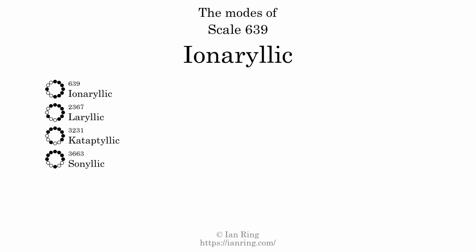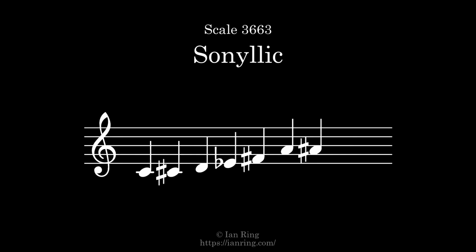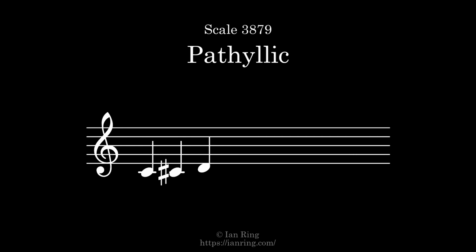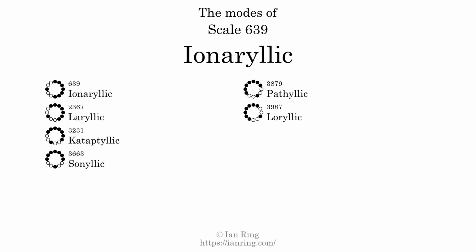The fourth mode is scale 3663, also known as Ionaryllic. It sounds like this. The fifth mode is scale 3879, also known as Imperfections. It sounds like this. The sixth mode is scale 3987, also known as Ionaryllic. It sounds like this.